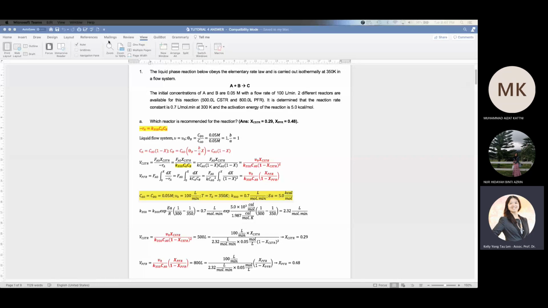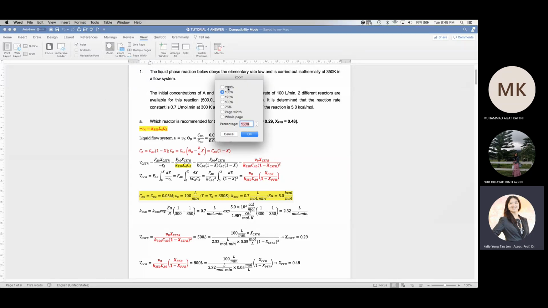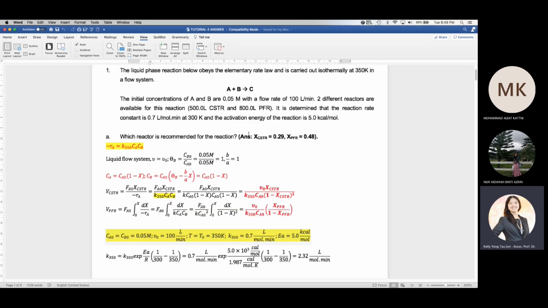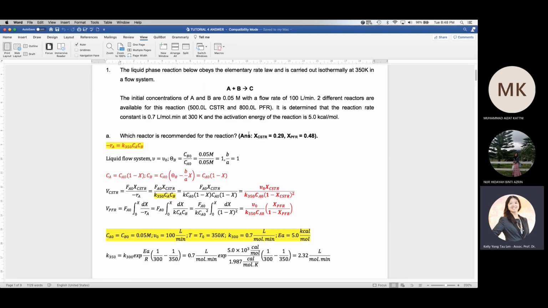Last 2 weeks, kita dah lama tak buat kelas, saya pun dah lupa dah. Last 2 weeks kita dah habis chapter 4. Tapi kalau if you remember, memang chapter 4 tu banyaklah equation that you have learned, right? So today we will cover tutorial question related to chapter 4.